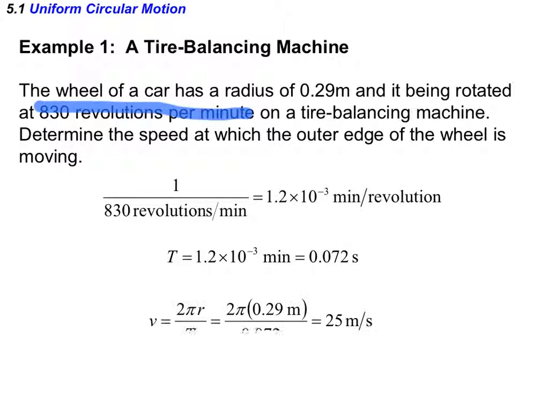And then at that point, it just becomes, what is our circumference? That's 2 pi times the radius of 0.29 divided by the 0.072, and we get 25 meters per second as the speed of the outer edge of this tire.